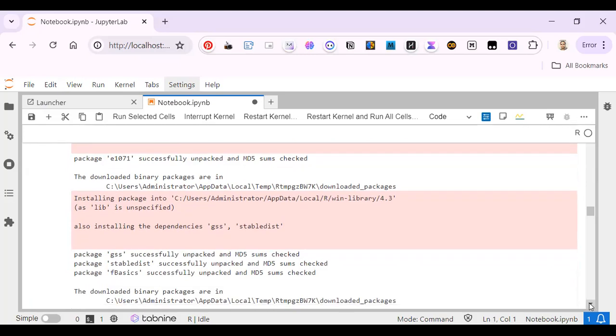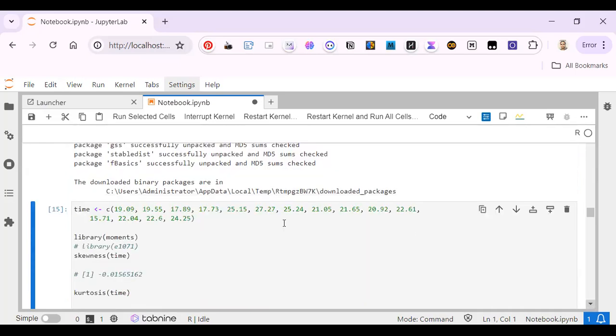Okay, we installed it. That's good, and I have taken some variables. You can see I have randomly taken 19.09, 19.55, 17.89 and so many other values. I'm going into my library called moments, and I'm asking for skewness. When you install moments, then you will get skewness, otherwise not. Similarly, I'm asking for kurtosis.